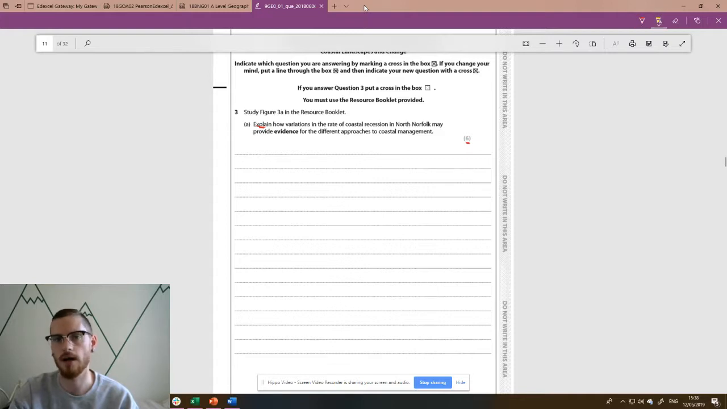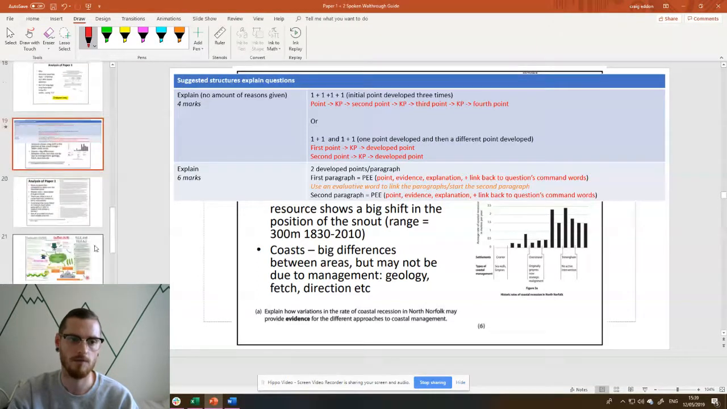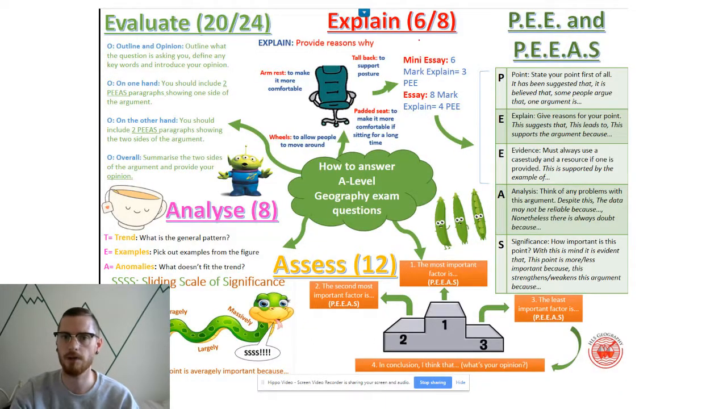Now, grab a highlighter here. It says study figure 3A in the resource booklet. Look at 3A. And then it says you must, in this 6 marker, use evidence from figure 3A in your answer. Now, if I just skip ahead a little bit here, we've given you in class these different structures and explain 6 or 8 marker here.